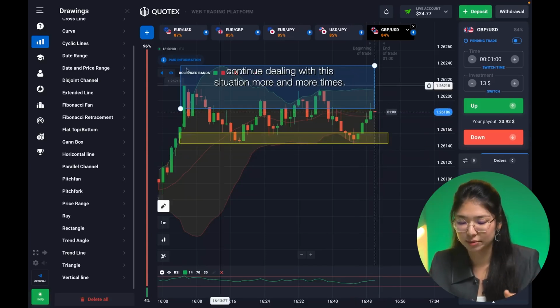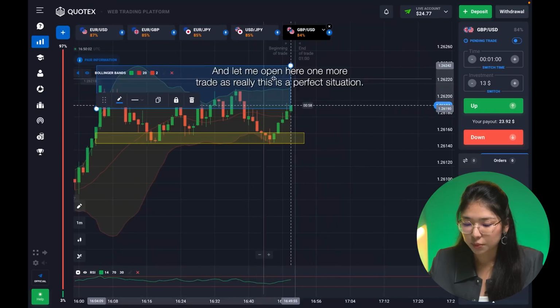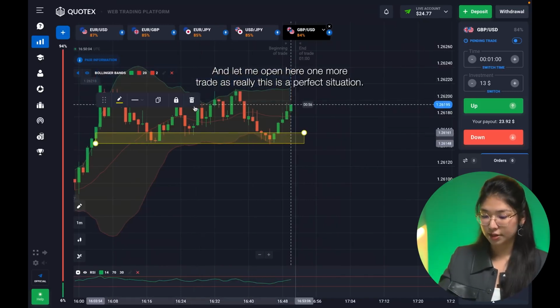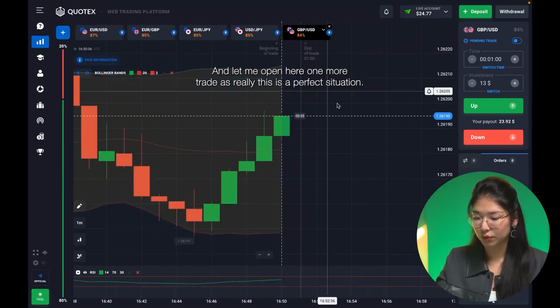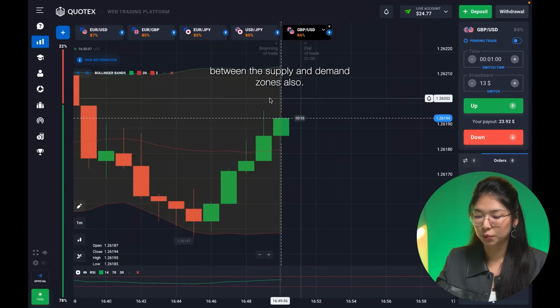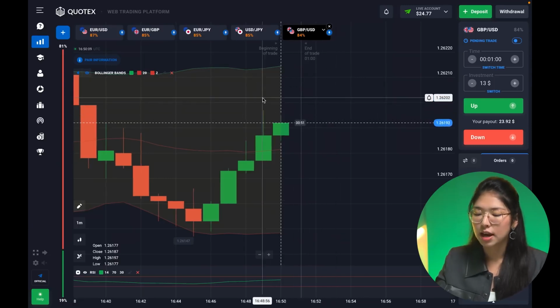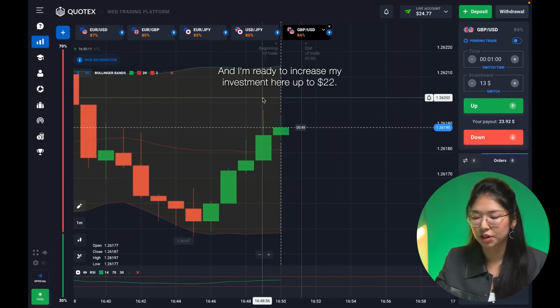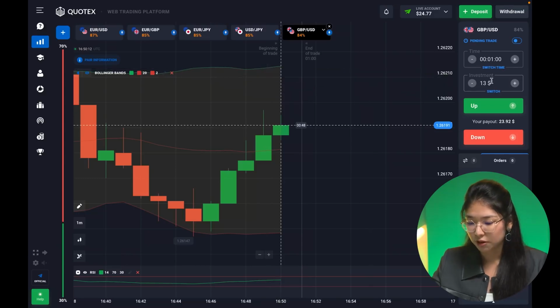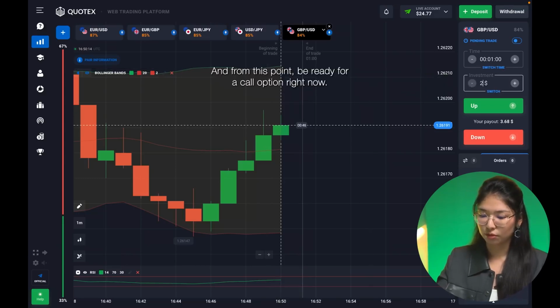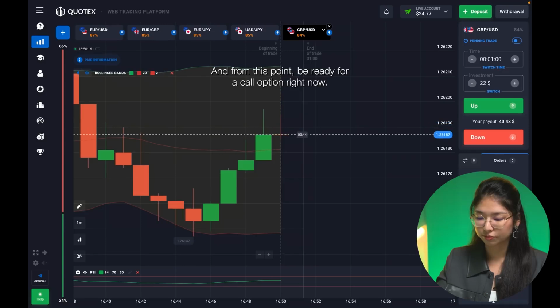Here we're dealing with this situation, and I think I can continue dealing with this situation more and more times. So let me open here one more trade. This is a perfect situation. When you see the situation, you can try trading between the supply and demand zones also. And I'm ready to increase my investment here up to $22. And from this point, be ready for call option right now.